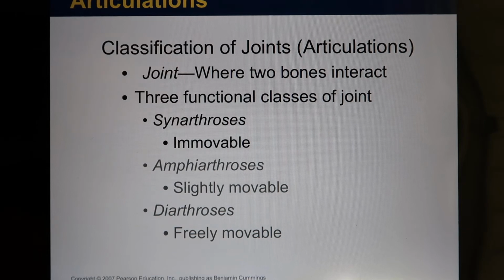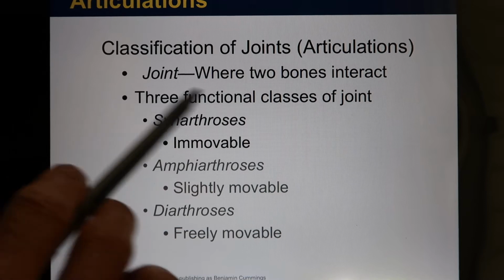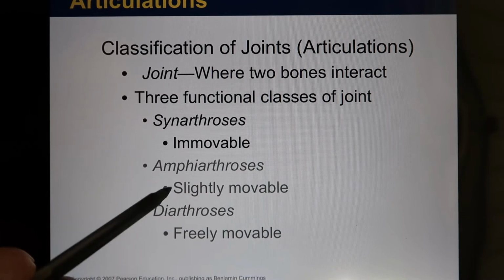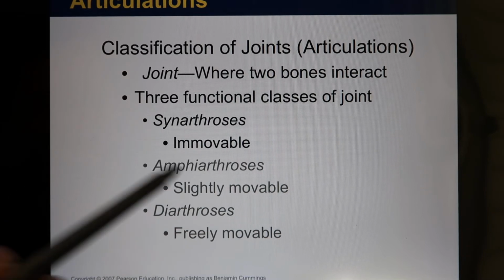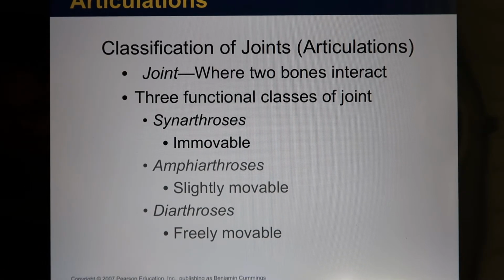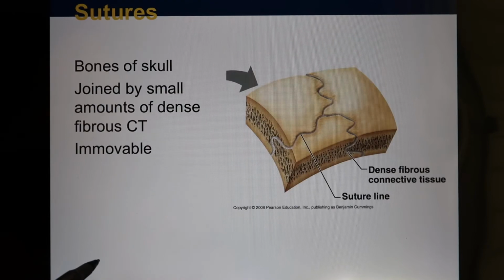We are in a joint. There are three kinds of joints: synarthrosis, that's the immovable joint, amphiarthrosis, slightly movable, and diarthrosis. We're going to spend most of the time talking about the diarthrosis. So first one, synarthrosis, immovable joint. The suture is one of them.